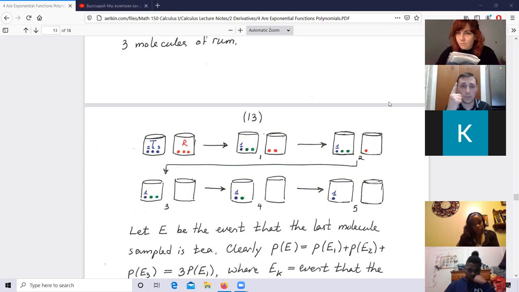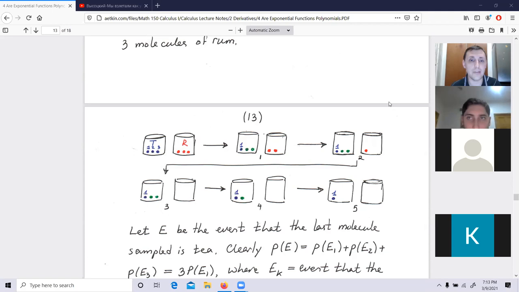What's the probability that it survives the first sampling, guys? I begin sampling from here. What's the probability of surviving? Well, there are three options. What's the probability of surviving? Help me.